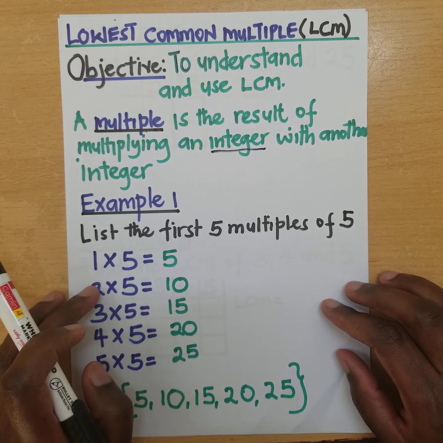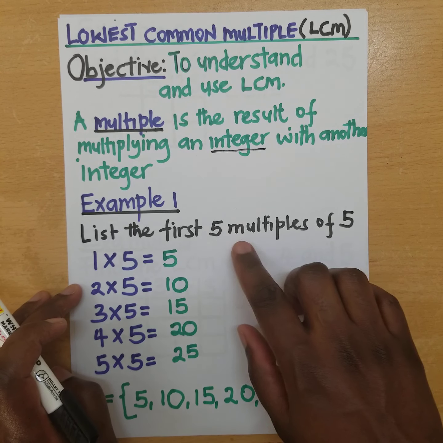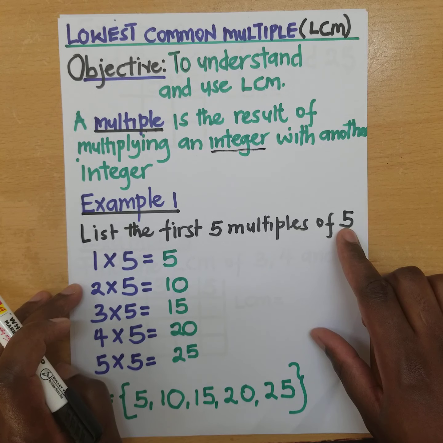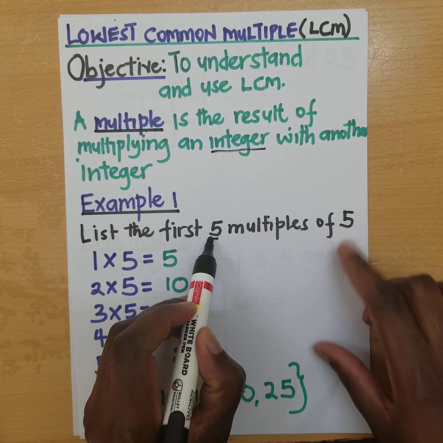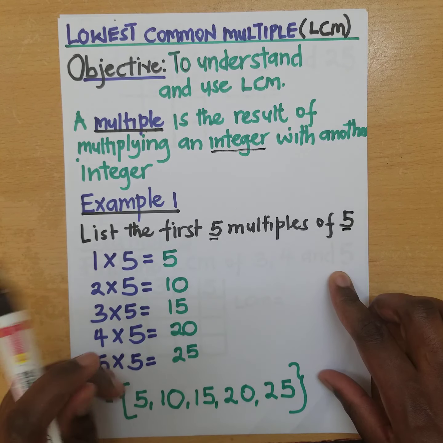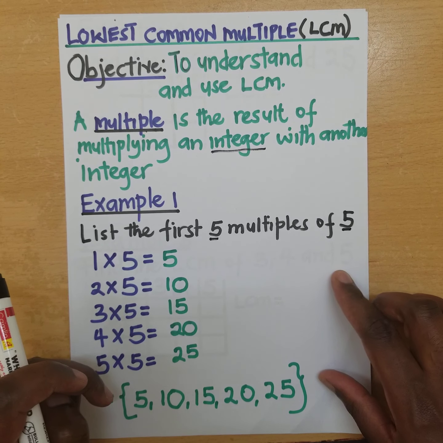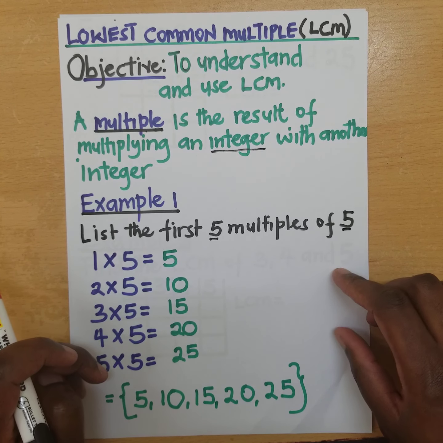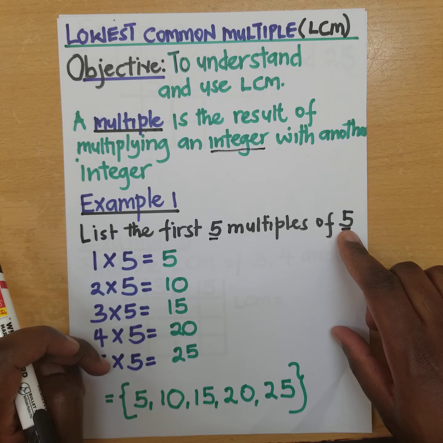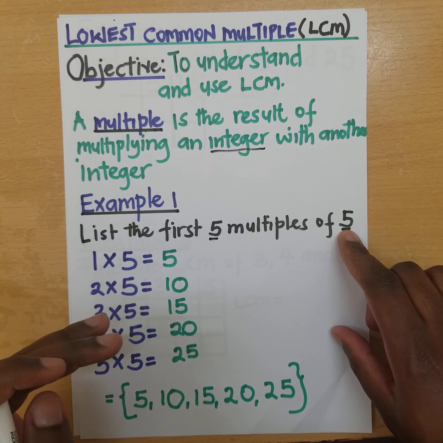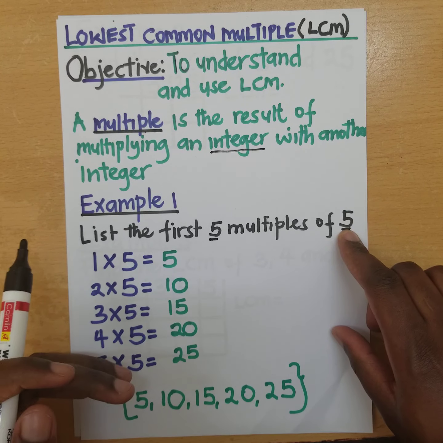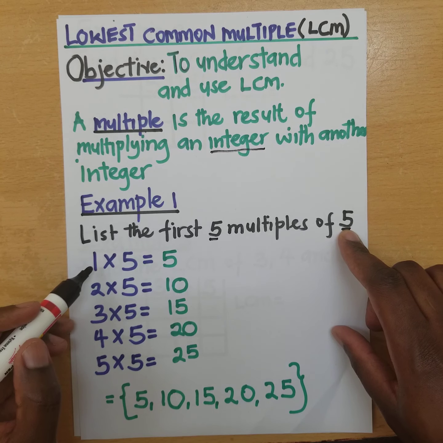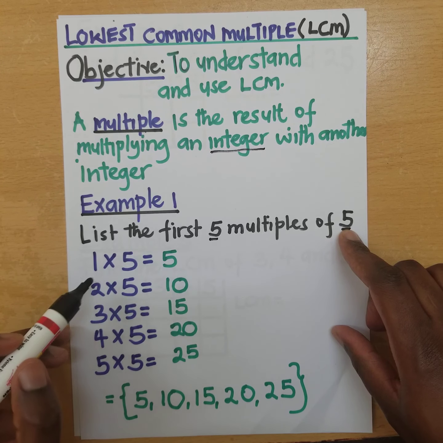Let's look at example 1. List the first 5 multiples of 5. Remember, if we go to the multiplication table, the multiples of 5 are those numbers that you multiply by 5. For example, I'll start with 1 times 5, I'll get 5.